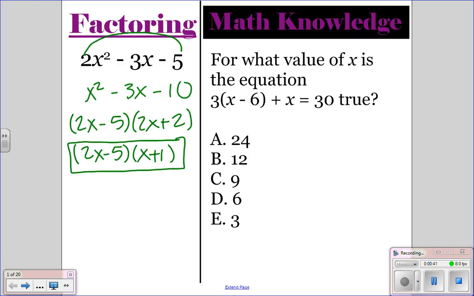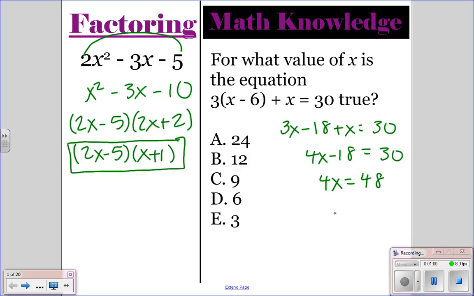For the math knowledge question, what value of x makes it true? Well, we're just going to solve for x. So we're going to distribute across the parentheses, and we'll have 3x minus 18 plus x equals 30. Combine your like terms, so 4x minus 18 equals 30. And then add the 18, so you have 4x equals 48. And if you divide by 4, x is going to equal 12. And so your answer would be B.